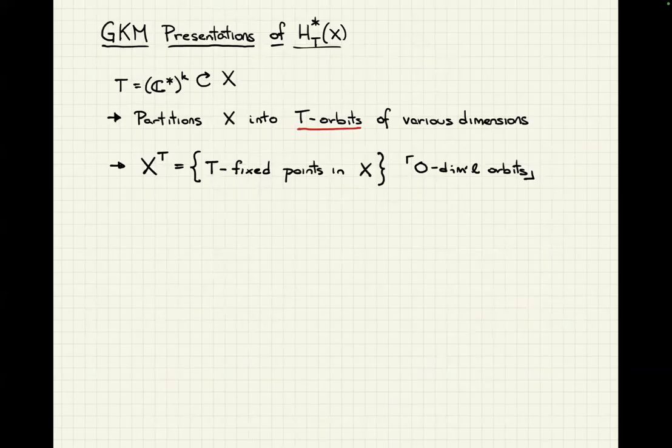I mentioned earlier on that there are other ways besides quotient rings to think about equivariant cohomology. Kind of the other way that's often used in algebraic combinatorics is a GKM presentation, and this is a very rough sketch of that story. So if you have an action of a torus of rank k on a space X, that action will partition X into torus orbits, and these torus orbits are going to have various dimensions. So for example, the zero-dimensional orbits, if you have a nice continuous action, are going to correspond to the fixed points of your torus.